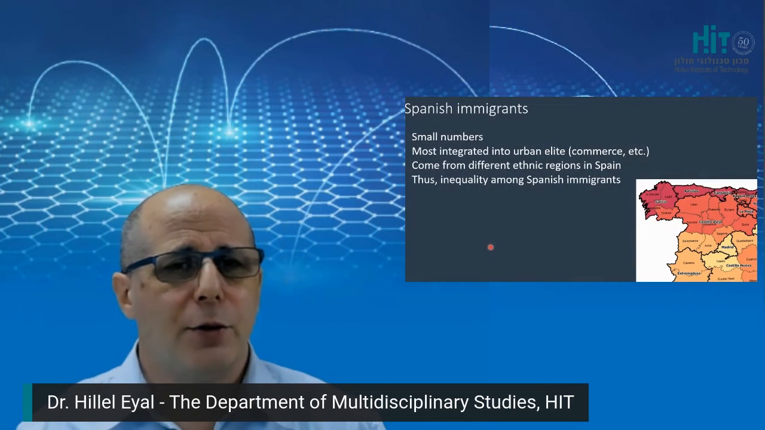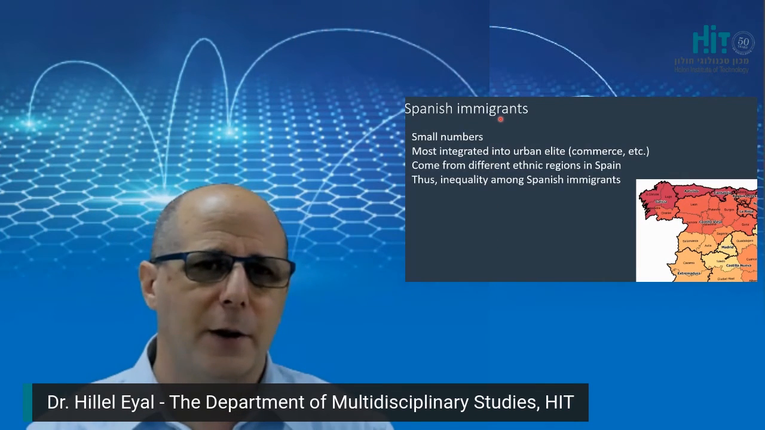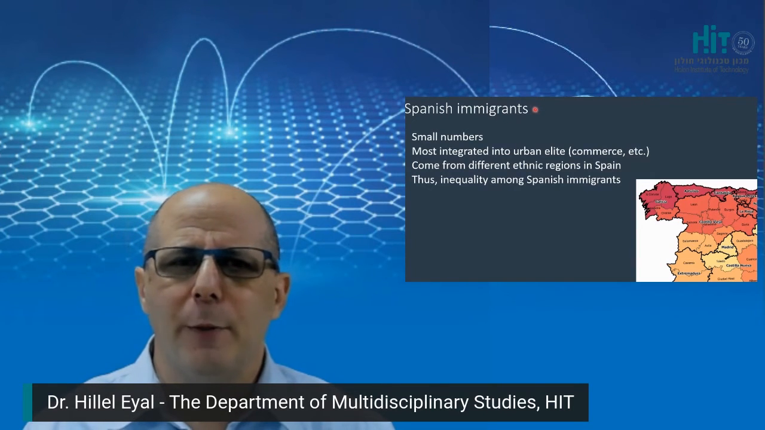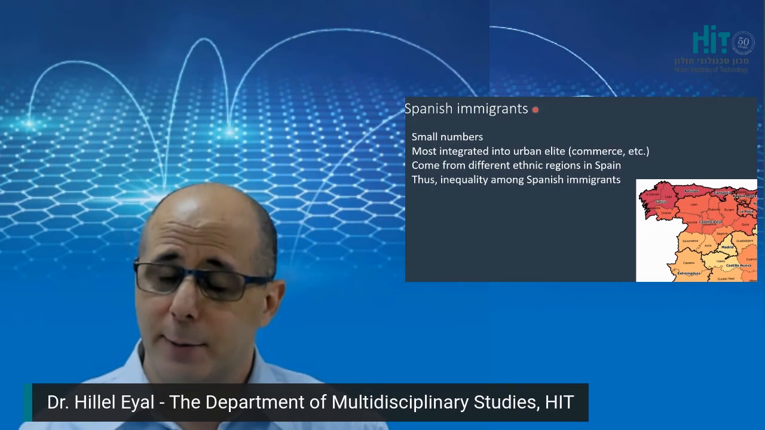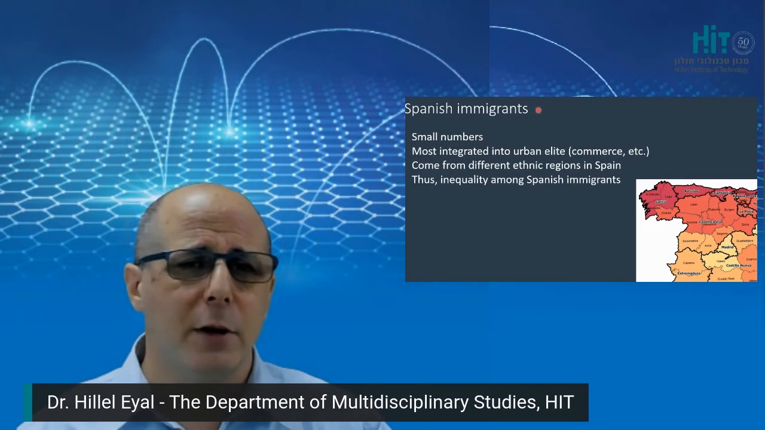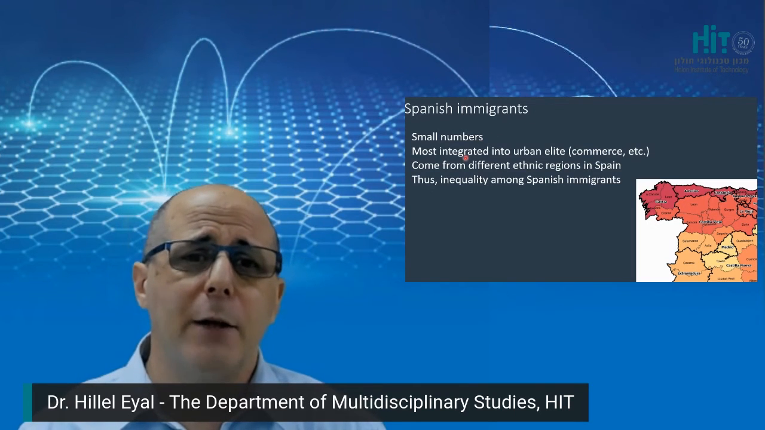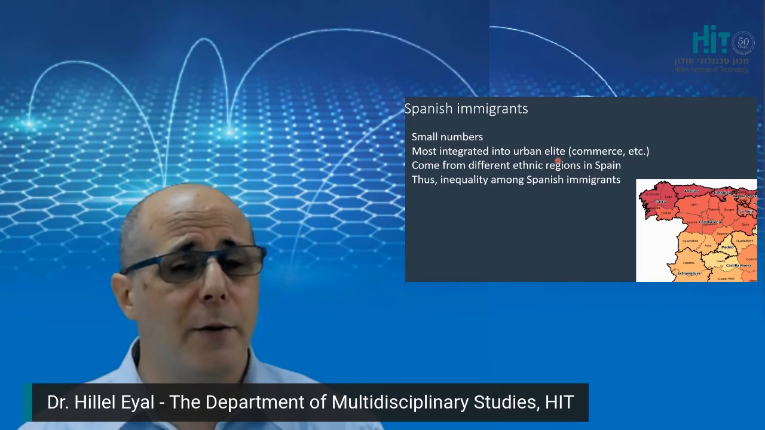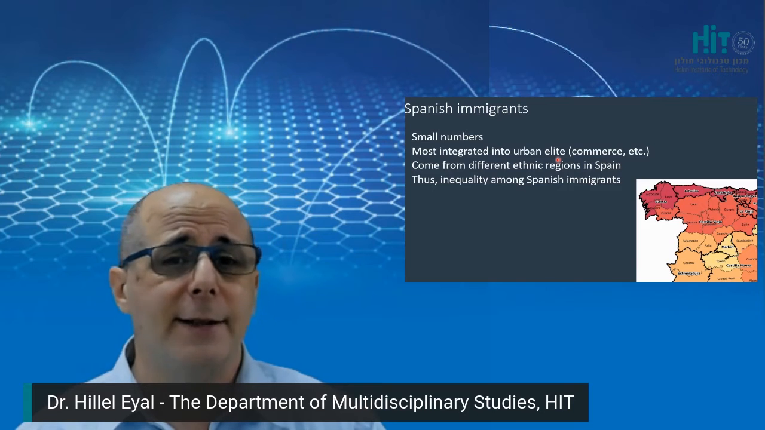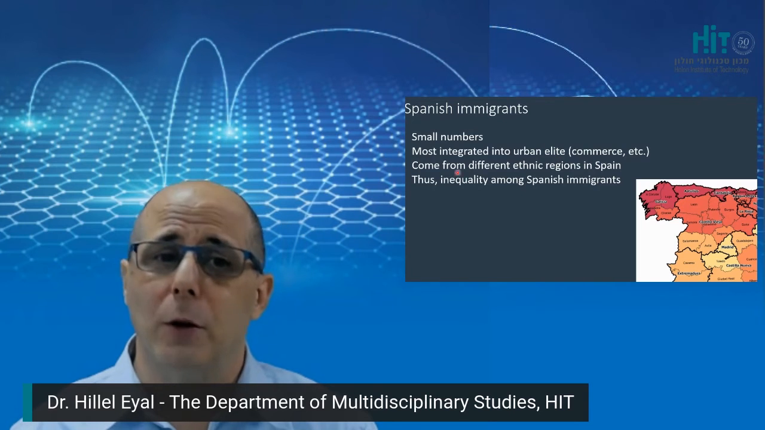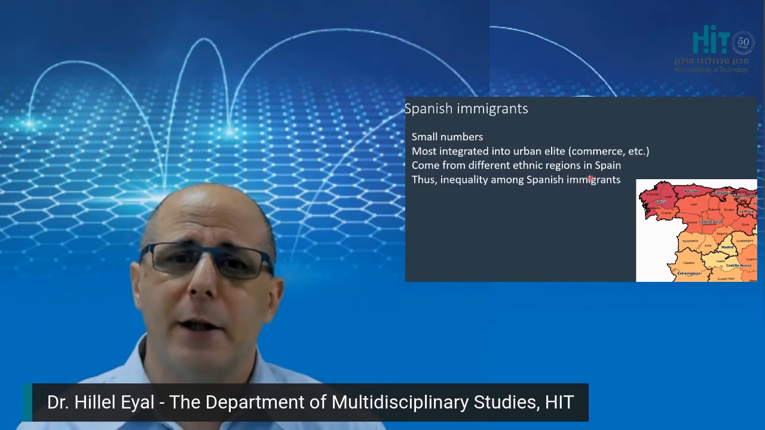Okay, now let's move on to talk about something slightly different, which is Spanish immigrants. We know about Spanish immigrants that they form a very small percentage of the population in Spanish America, meaning that they were between 5 to 10% of the population within the city. But anyway, they are mostly integrated into the urban elite. They are integrated into commercial networks. Some of them become extremely wealthy as merchants and other businessmen, but not all. Anyway, they come from different ethnic regions in Spain.